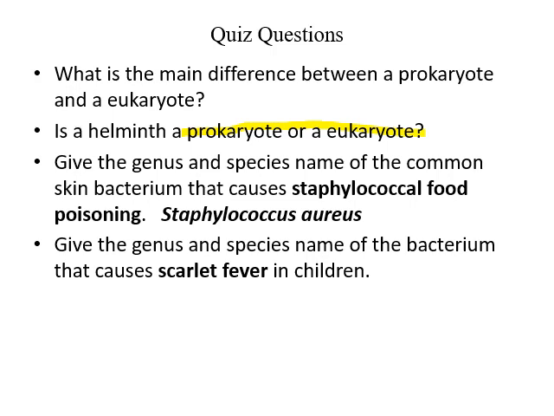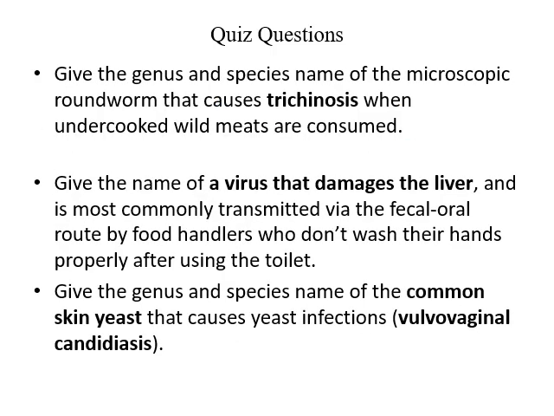Then this other question down here at the bottom, give the genus and species name for the bacterium that causes scarlet fever in children. Do you remember what it is? And the answer is Streptococcus pyogenes. Top question, give the genus and species name for the microscopic roundworm that causes trichinosis when you eat undercooked meat. What's the answer? Trichinella spiralis.